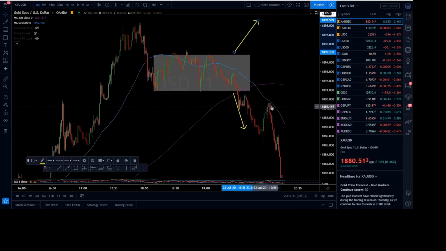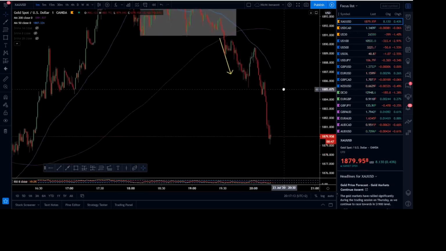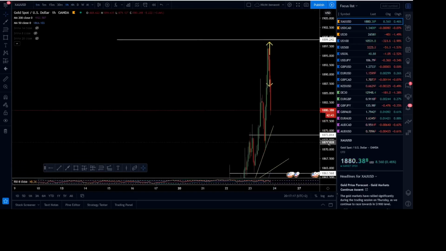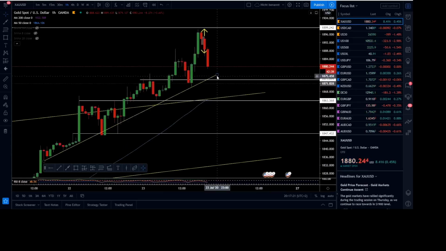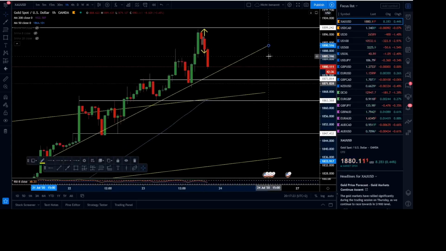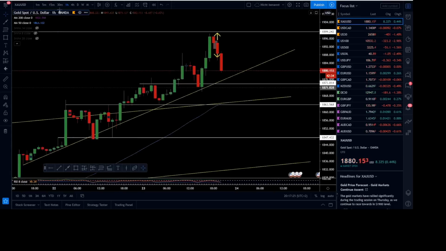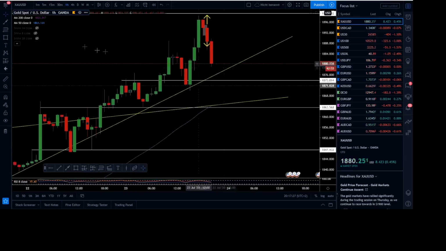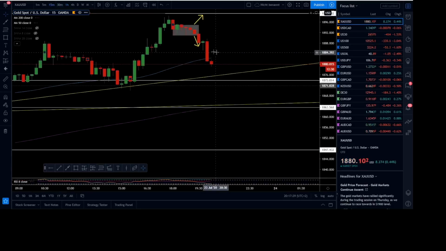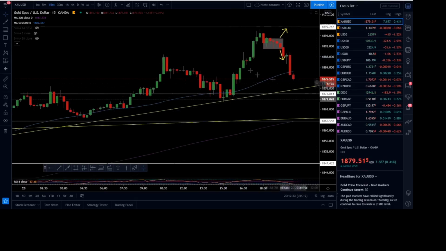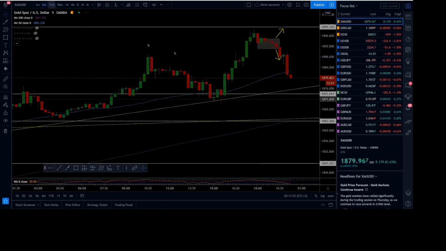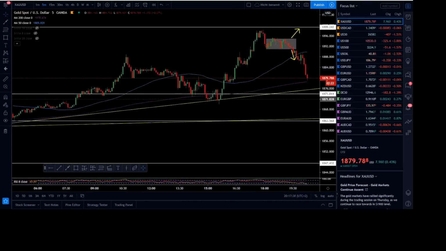Hold it, load up some more, and then boom, got the drop. And all I did before that to know where I want to get out was just mark up my trend lines. I was checking the trend lines, and I marked up a few horizontal support and resistance levels that we have on the way. I think I took them from the 5-minute chart.